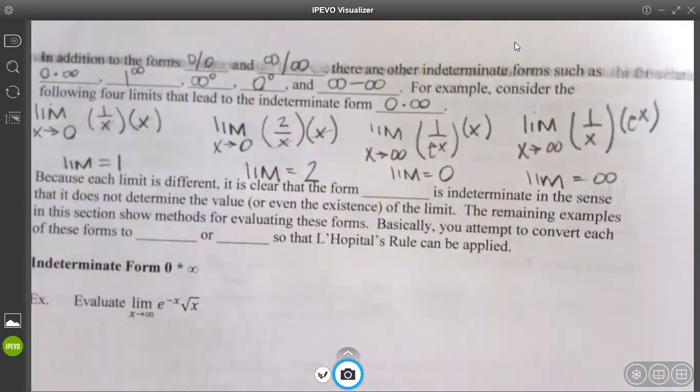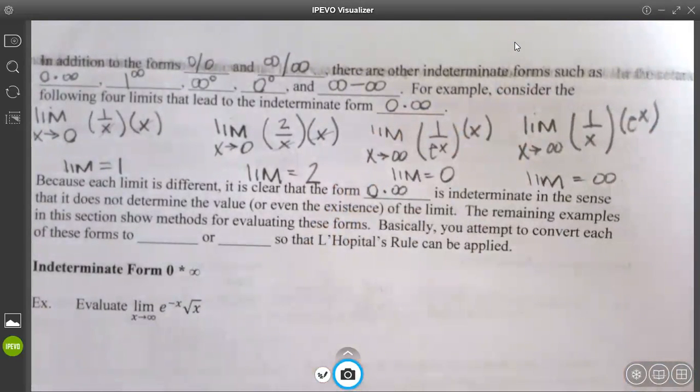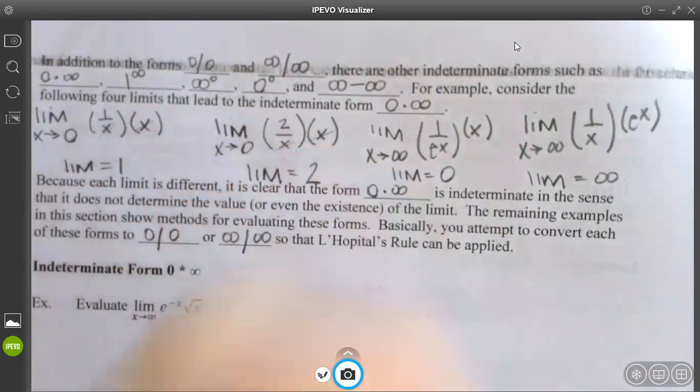And again, we can go find those, but we're not going to right this moment. Let's finish this paragraph and then we'll be done. We won't do the example till Monday. Because each limit is different, it is clear that the form 0 times infinity is indeterminate in the sense that it does not determine the value or even the existence of the limit. The remaining examples in this section show methods for evaluating these forms. Basically, you attempt to convert each of these forms to 0 over 0 or infinity over infinity so that L'Hopital's rule can be applied. And then we'll stop there and work the rest.